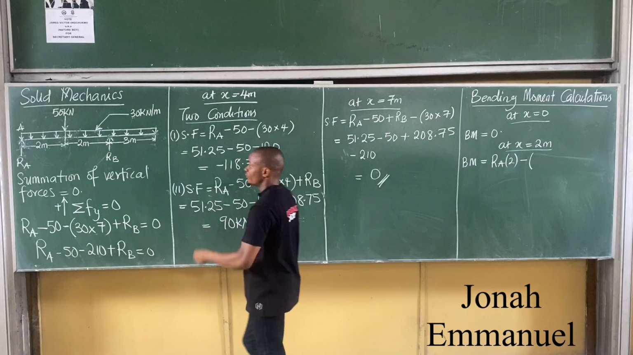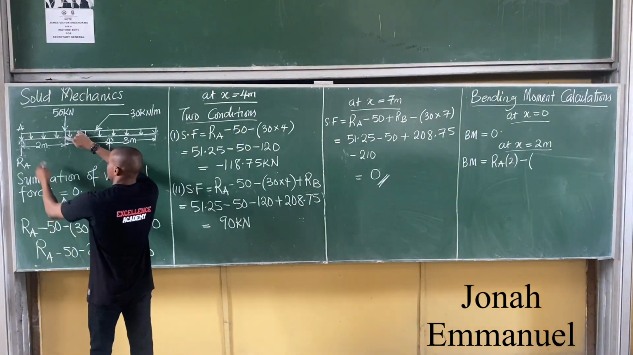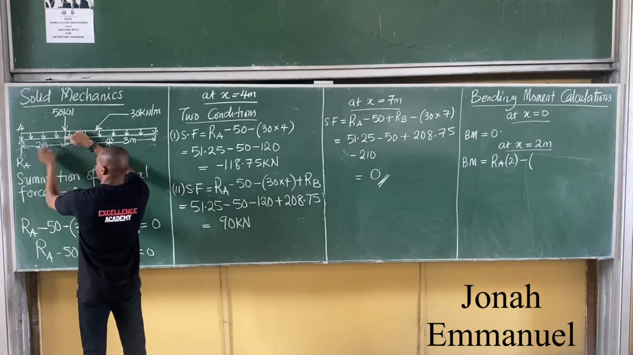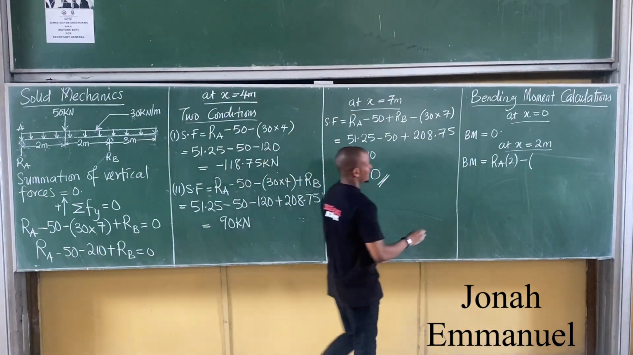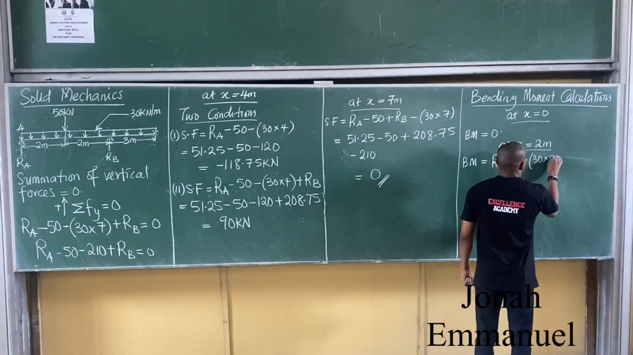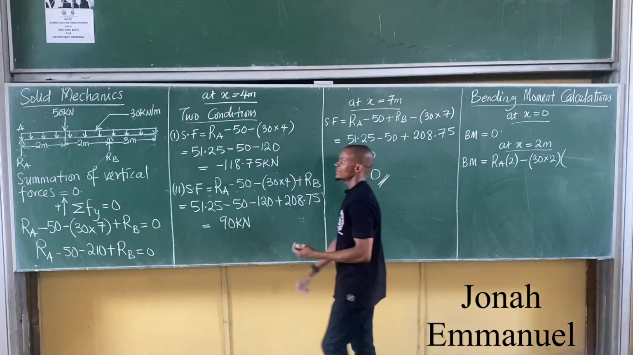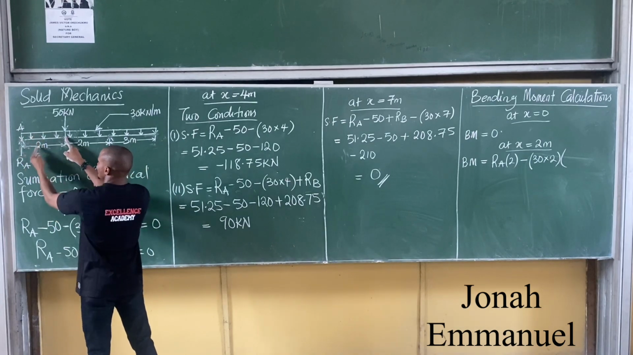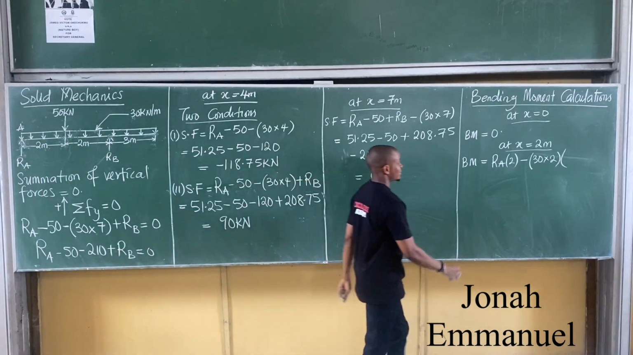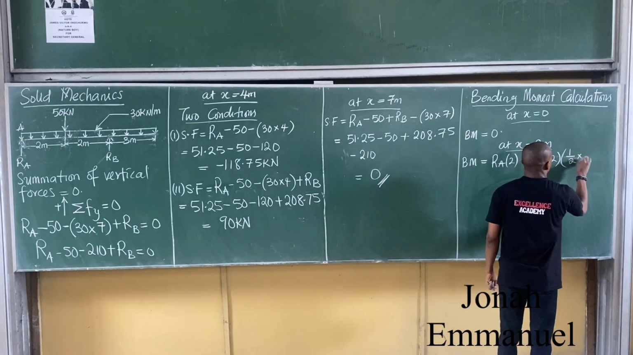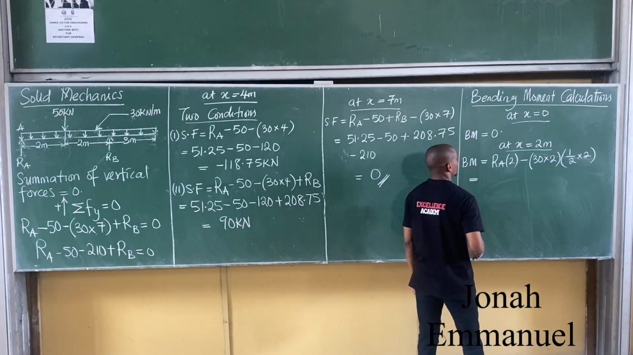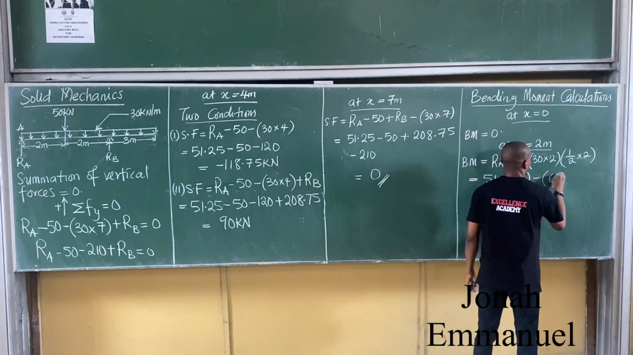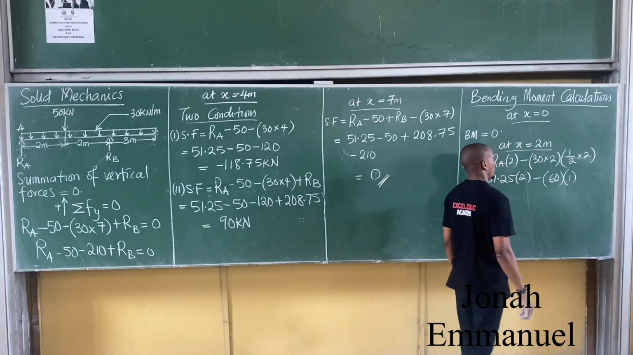Your first task is to convert the UDL to a point load. My distance here is 2, so it becomes 30 times 2. Next up, distance. The load acts at half of the length. My length is 2, so it becomes half of 2. In value, I'm having 51.25 times 2 minus 60 into half of 2, which is 1.